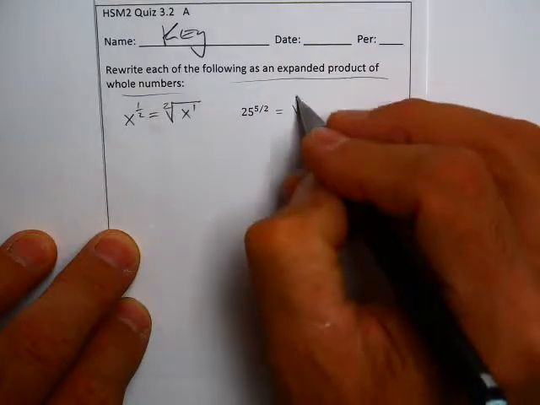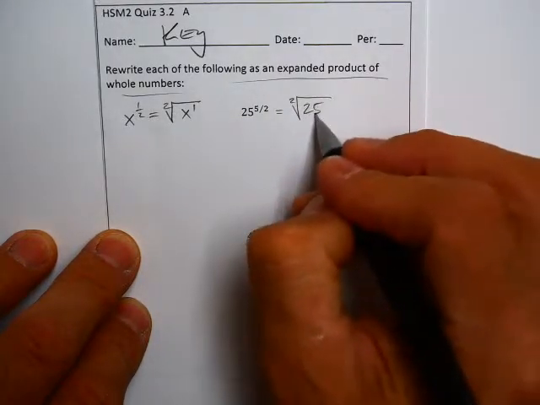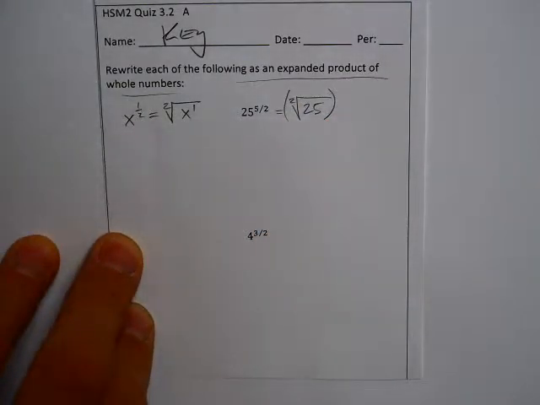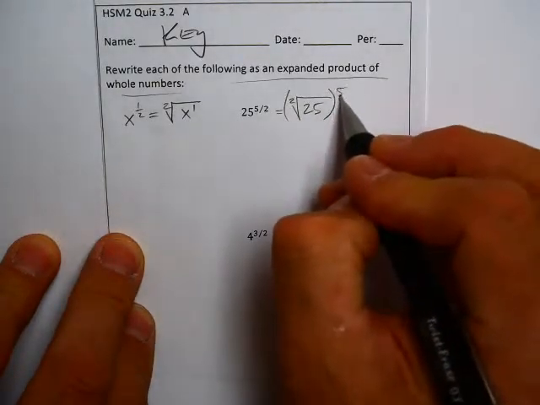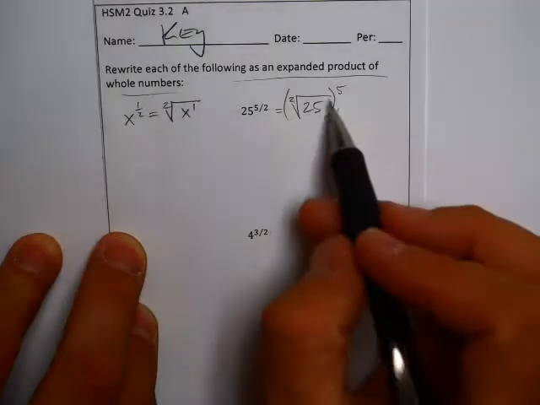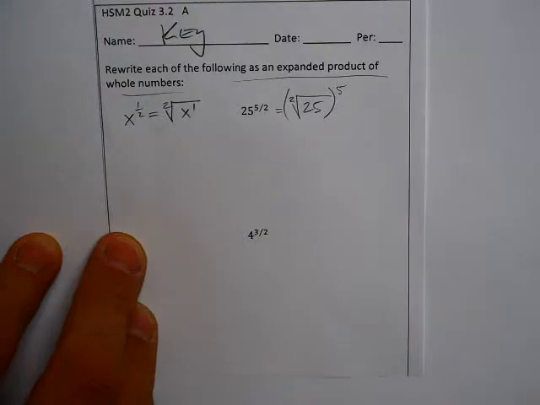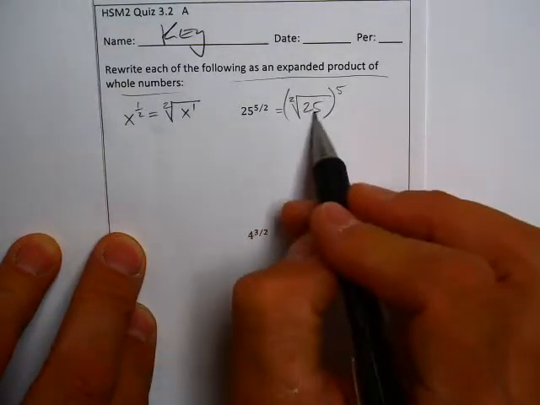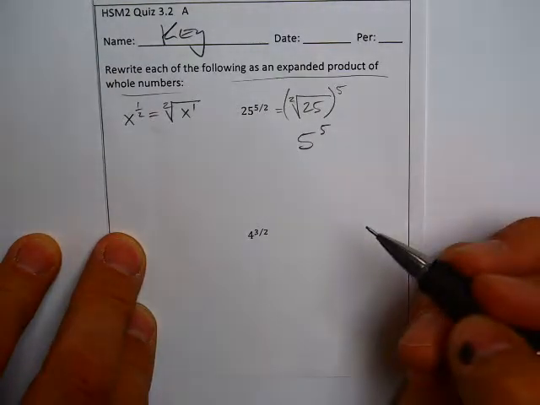So we end up with the square root. You can put the 2 there or not. I've kind of been writing it just for the students to know that that's where that 2 goes. And then to the 5th power. The parentheses are not required, but for simplifying purposes, I think they're helpful. So at this point I would expect students to simplify the square root of 25 and recognize that this is 5 to the 5th power.